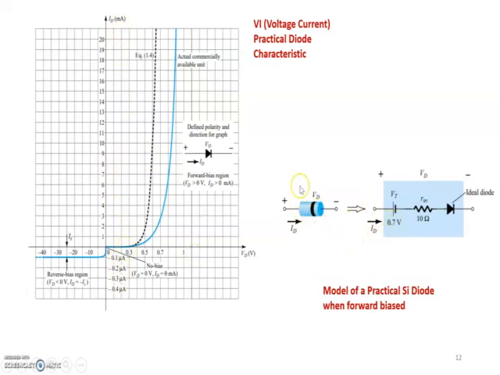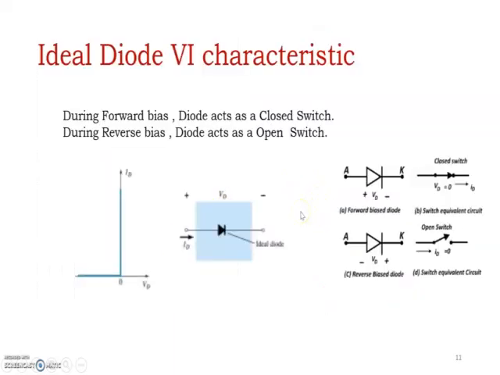Why model a diode? This is a practical diode, and a practical diode is different from the ideal diode. In an ideal diode, we take the current as per the ideal diode characteristic, which we have already seen. This is the ideal diode characteristic.